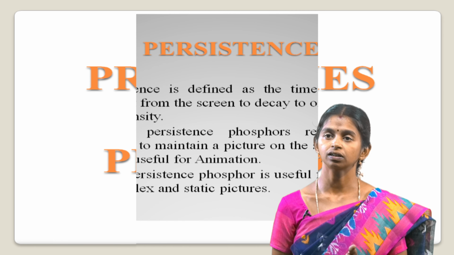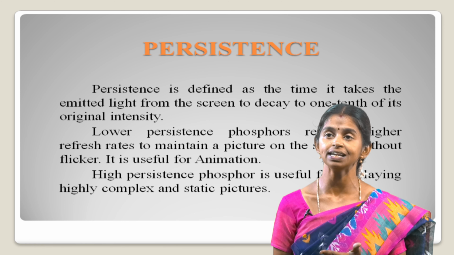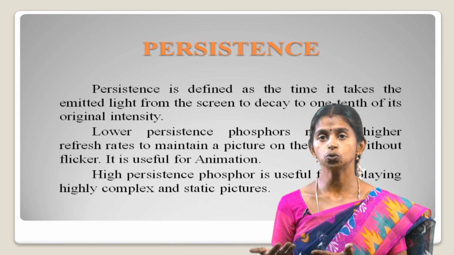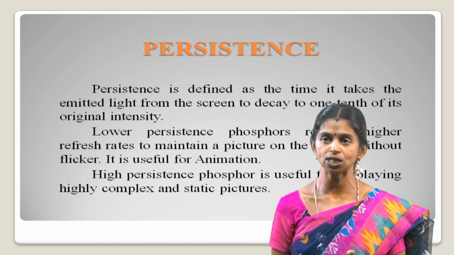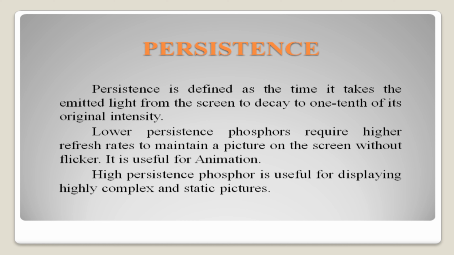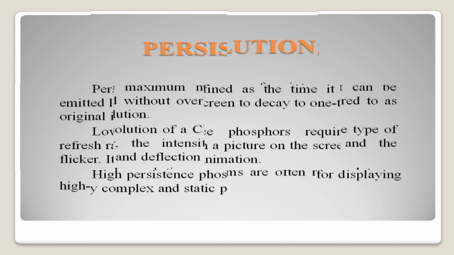Properties of phosphor. Persistence. Persistence is defined as the time it takes emitted light from the screen to decay to 1/10 of its original intensity. Lower persistence phosphor requires a higher refresh rate to maintain a picture on the screen without flicker. It is useful for animation. Higher persistence phosphor is useful for displaying highly complex and static pictures.